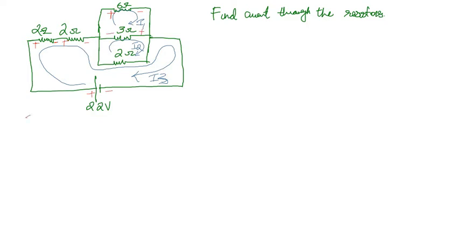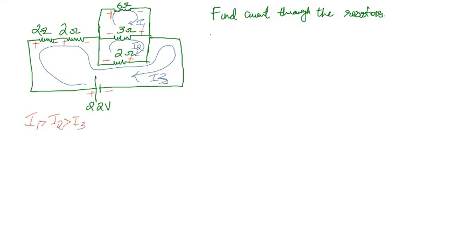The reason I am doing this is that I am assuming I1 is greater than I2, which is greater than I3. Since I1 is greater than I2, I1 minus I2 will be in one direction, from right to left. So I am marking the polarity as positive on the right and negative on the left side. Similarly for I2, since I2 is greater than I3, the polarity will be positive here and negative here. Now as per this diagram, we can try to write the KVL equation.